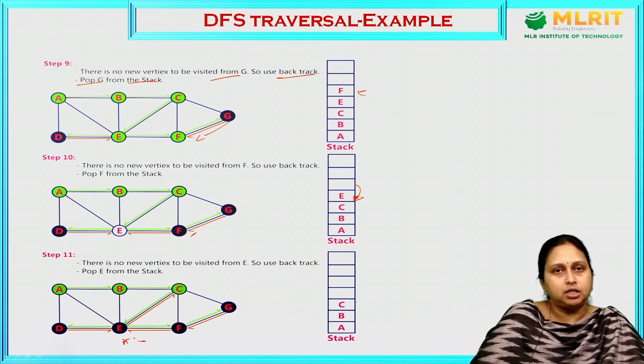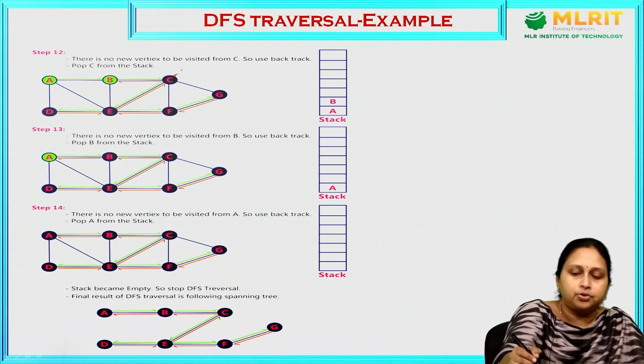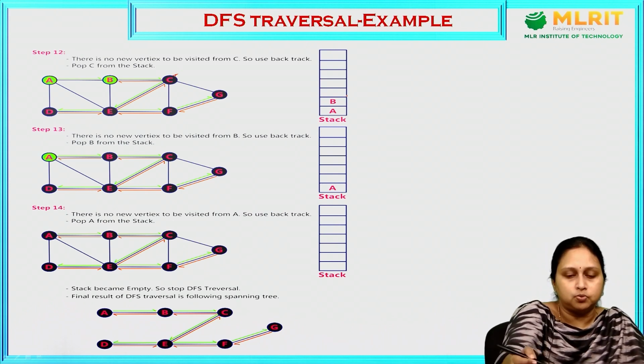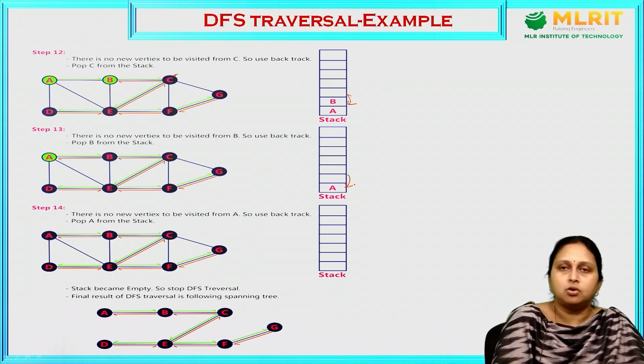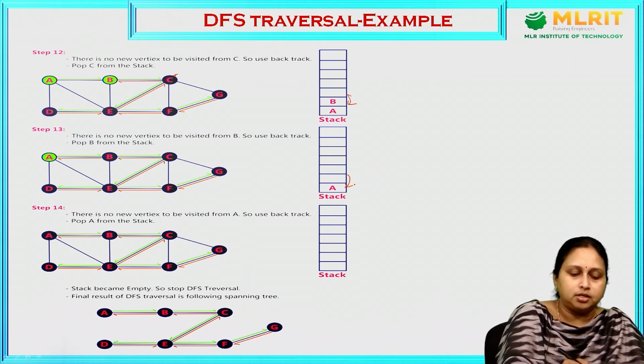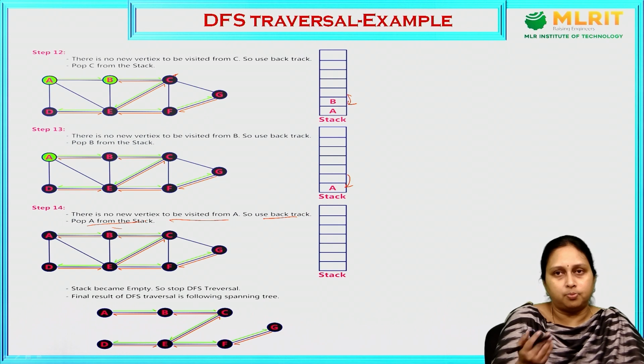From E you don't have any new vertex to be visited, so we need to come back to C. From C we don't have any new vertex to be visited, so we come back to B. From B, you have to come back to A. A is already visited, and there is no new vertex to be visited from A, so we backtrack and pop A from the stack. Now the stack becomes empty.